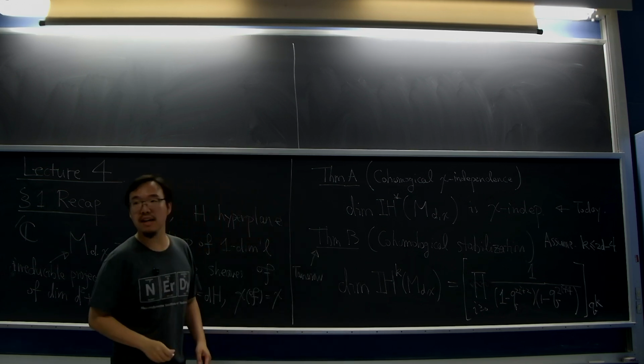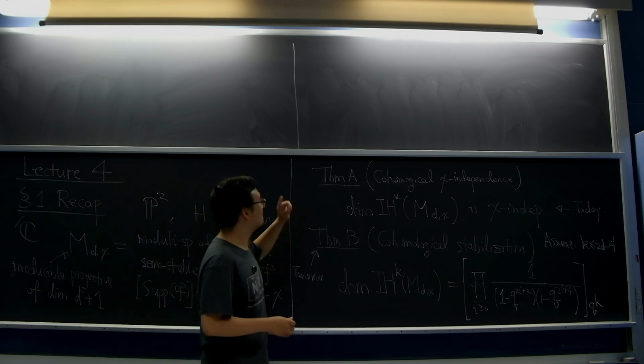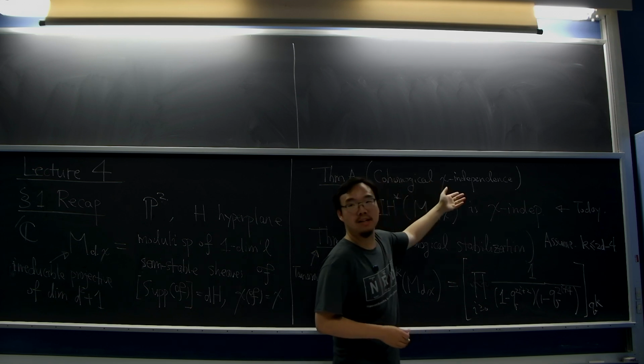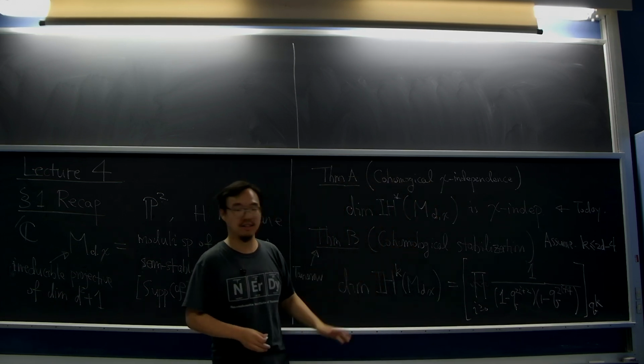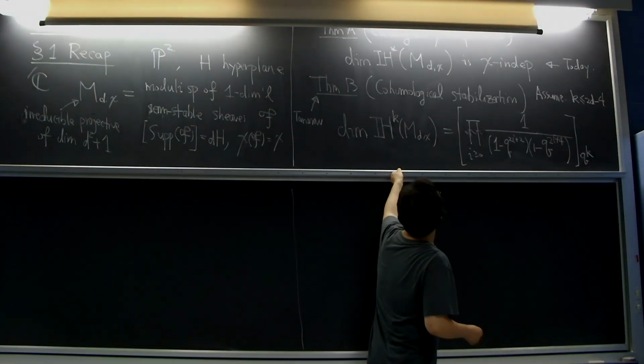The references: if you look at arXiv, among all the papers I co-authored, there's only one paper whose title starts with cohomological chi-independence. Also, there's only one paper whose title starts with cohomological stabilization, and these are the ones.